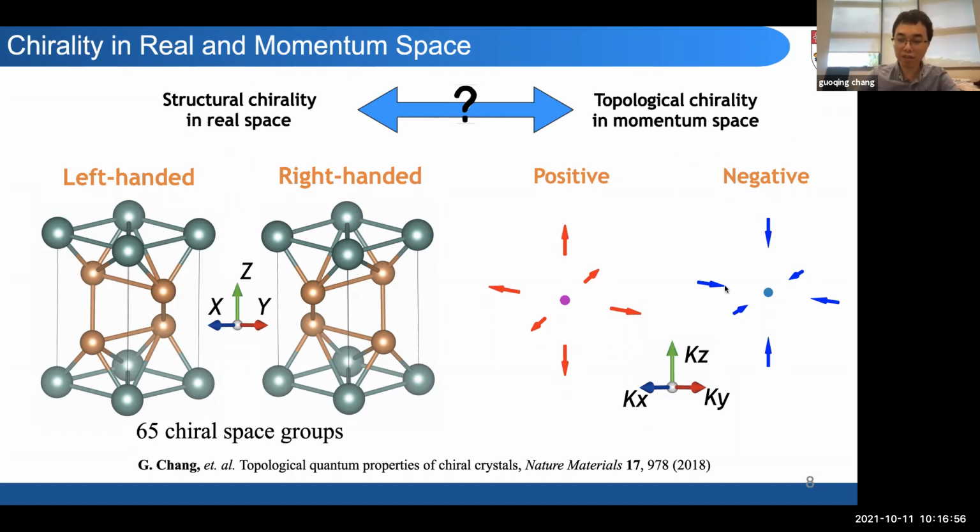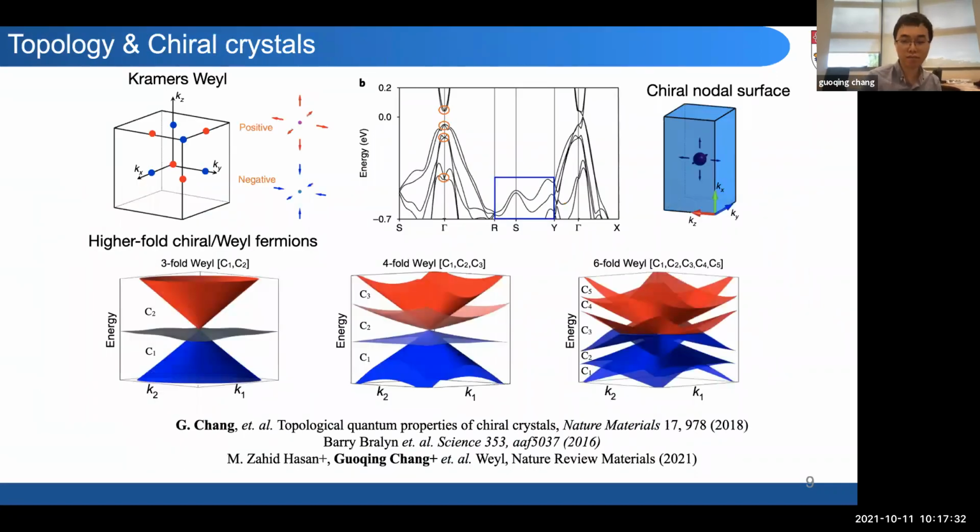If you still remember the definition of Weyl fermions, actually they also carry chirality in momentum space, because we define different Chern numbers, or different charges, in the momentum space. So now we have two chiralities: the structural chirality in real space and the topological chirality in momentum space. So it's a very interesting question for us to answer whether there is a universal link between these two chiralities in real space and in momentum space. And after our comprehensive study, we found there is this universal link. So this is a summary of what we discovered.